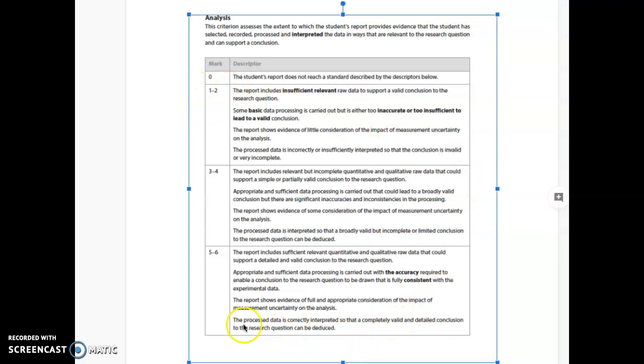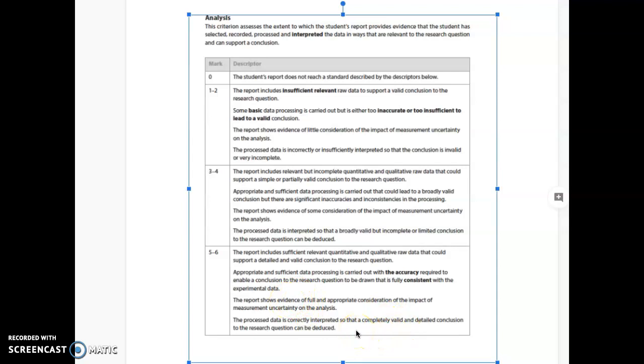The process data is correctly interpreted so that a completely valid and detailed conclusion to the research question can be deduced. Now, what do we mean by a valid and detailed conclusion? Well, that your conclusion involves uncertainty analysis, and so therefore you've got a range of possibilities.